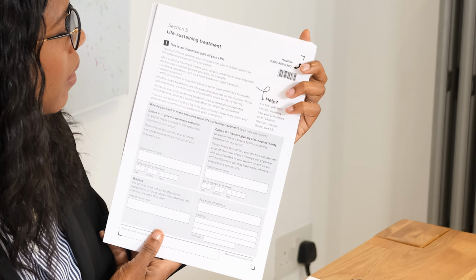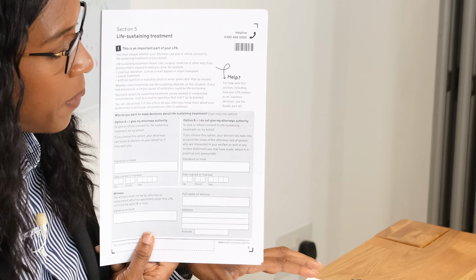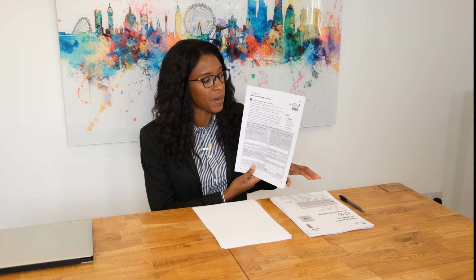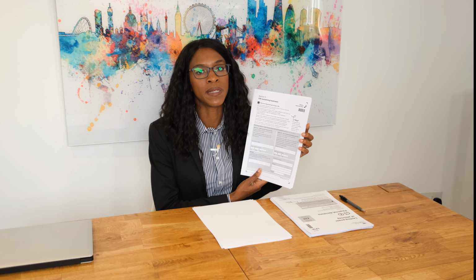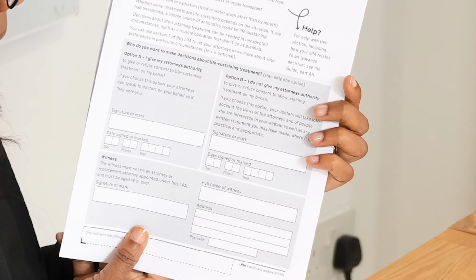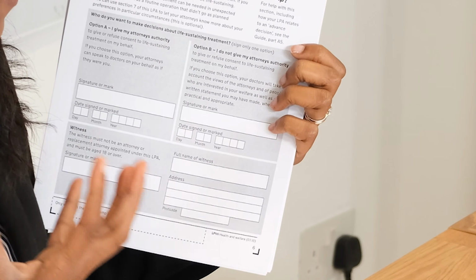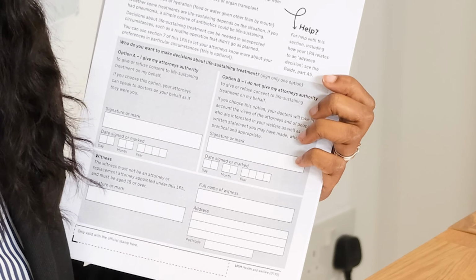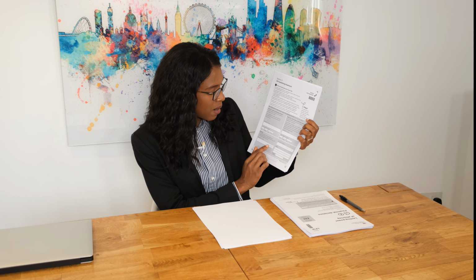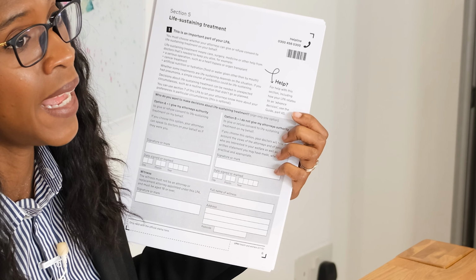Section 5 talks about life-sustaining treatment. So you will not see this appear in a financial decisions lasting power of attorney, but it is something that you will need to pay attention to in a health and care decisions one. Now, in this section, you have two options, option A and option B. Now, if we've already had the conversation with you, then you might find that one of those boxes is already crossed out because you've told us which of those options you would prefer. In which case, sign the box that does not have a cross through it and date underneath, and then ask a witness again to sign or mark, put their full name and their address.